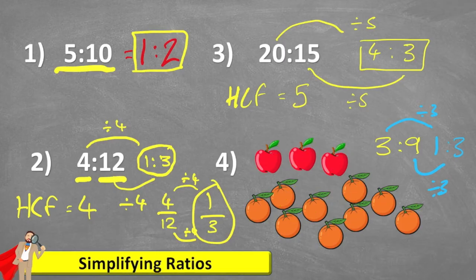And we can just double check that by making sure that for every 1 apple, we have 3 oranges. For every 1 apple, we have 3 oranges. And for every 1 apple, we have 3 oranges. So we know we're correct.